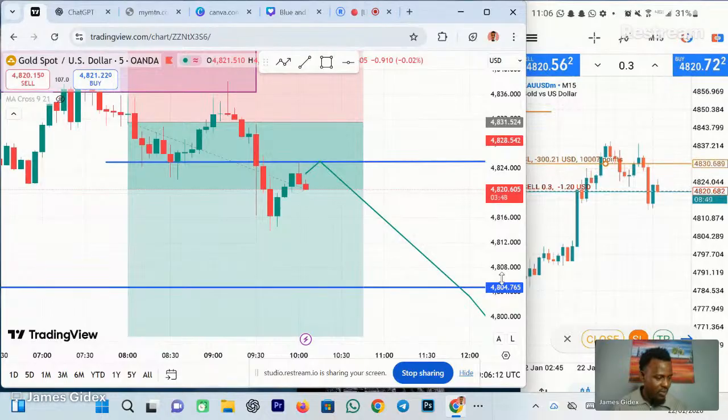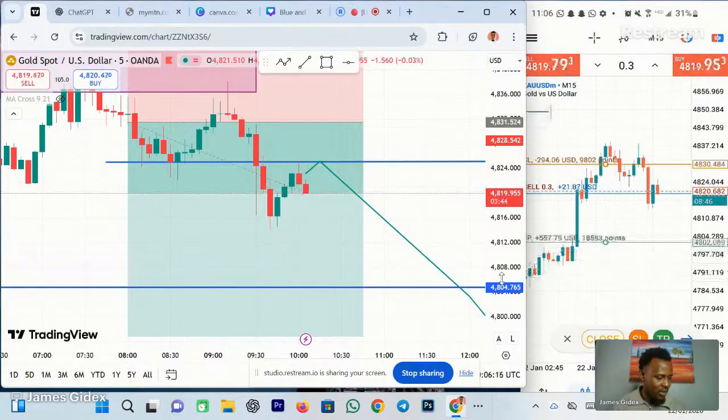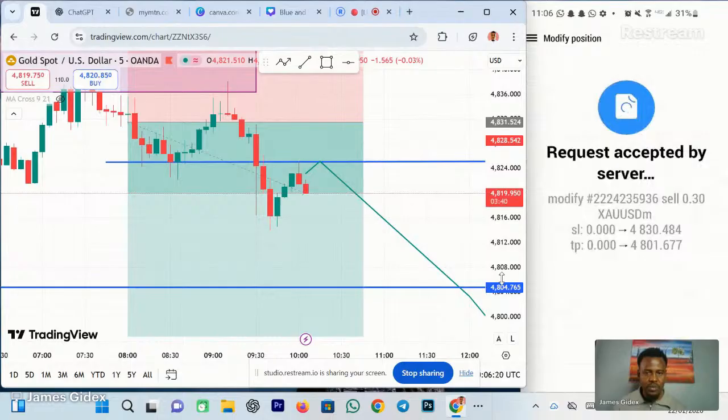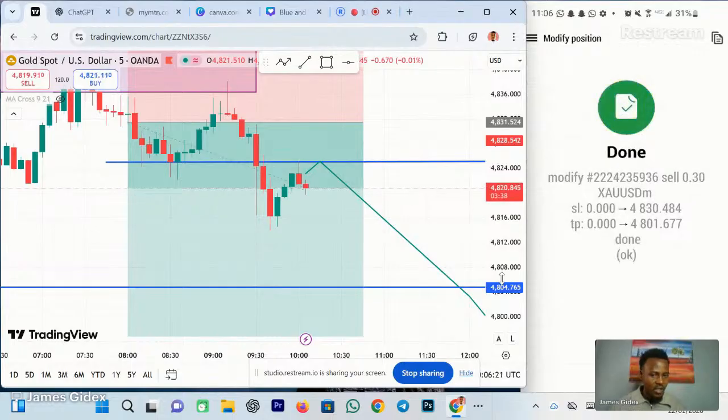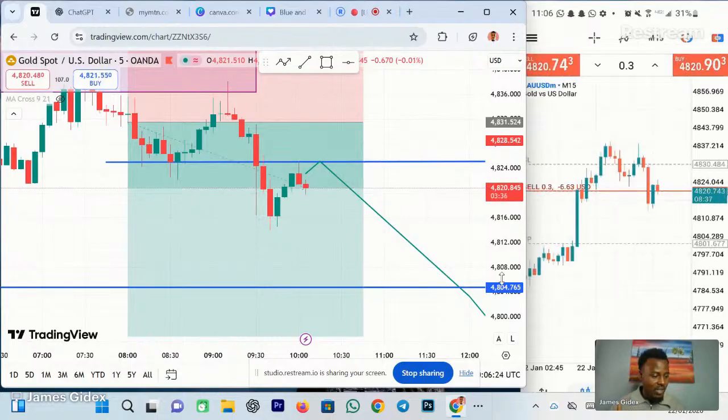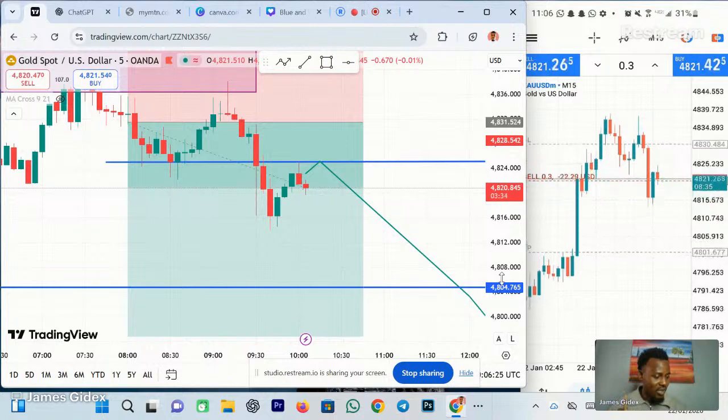Oh, the lot size is high. I didn't even check the lot size before getting into the market. Oh my god. All right, fine. Let's put it at a level to make $500 if possible. But I didn't check the lot size before. That is another major mistake.